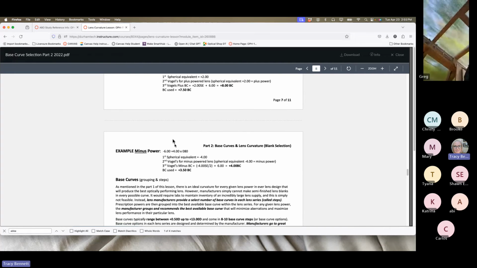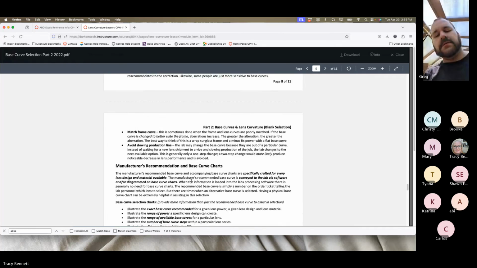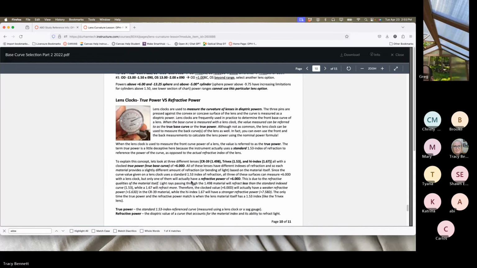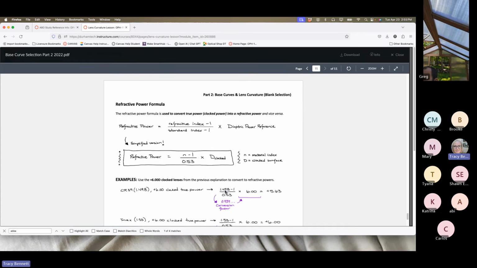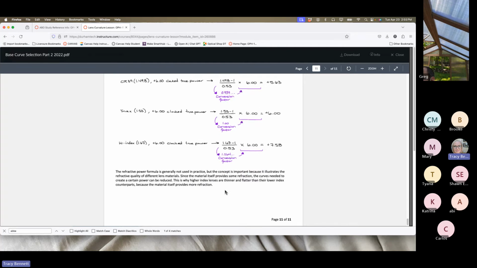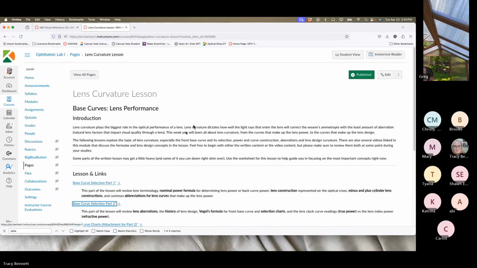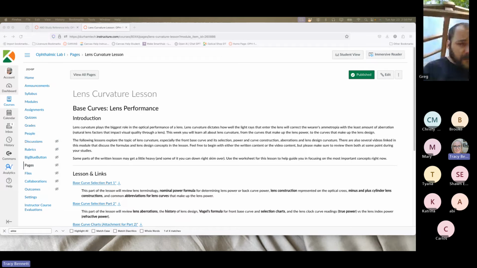All right, and these are just showing you examples of that being worked out. We did all of this. There's that index of refraction formula. All right, I went over everything I wanted to go over.